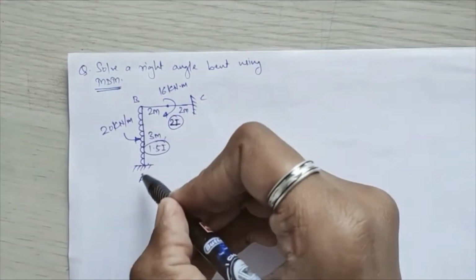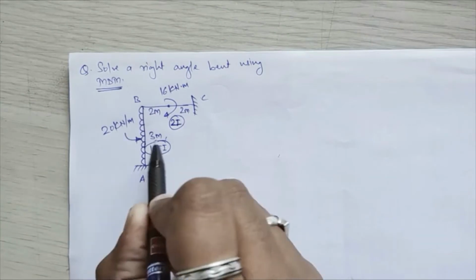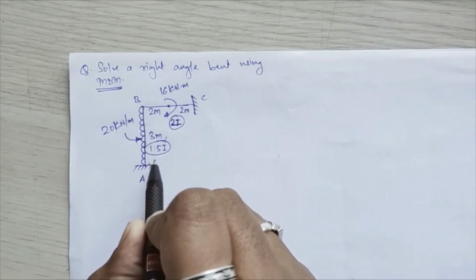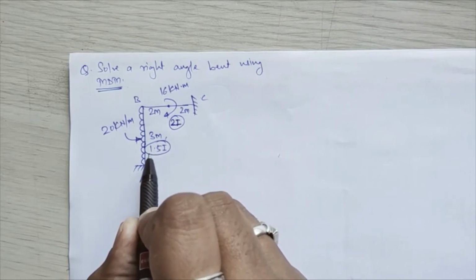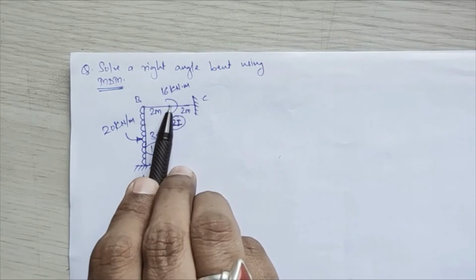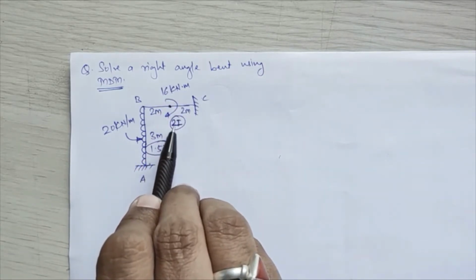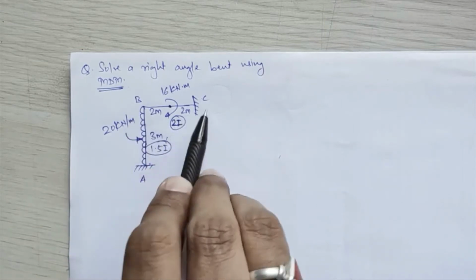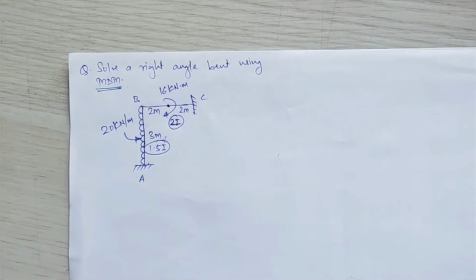In span AB, that is the column member, a UDL is provided to you of 20 kilonewton per meter. Length of span AB is 3 meter, and moment of inertia is varying, given as 1.5 I. Same way in span BC, a concentrated moment at the center is provided of 16 kilonewton meter, apart 2 meter from B and C, and moment of inertia provided is 2I.